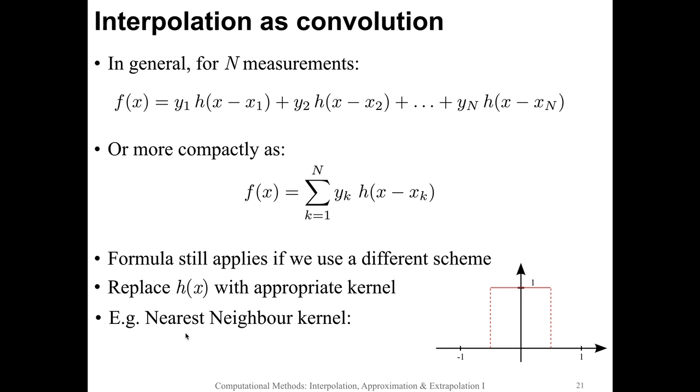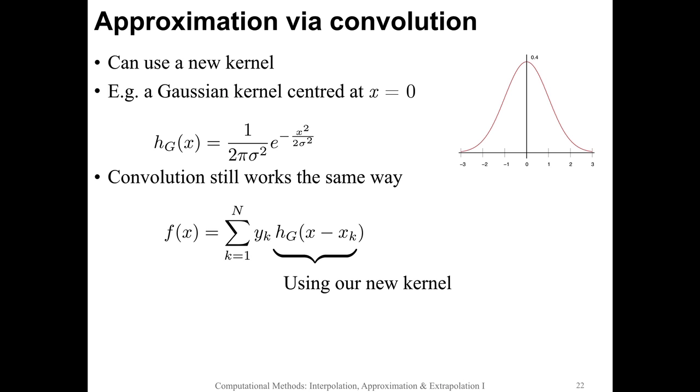If we wanted to do nearest neighbor interpolation, we could use this as our kernel function instead of the previous one. If you recall, the linear one went up at an angle and came down at an angle like that, whereas this one, the nearest neighbor kernel, is just a flat line centered at 0 with height 1, and when it reaches plus a half or minus a half, it drops down to 0, and that's the end of it. So in a similar way, we can look at approximation also as a convolution process.